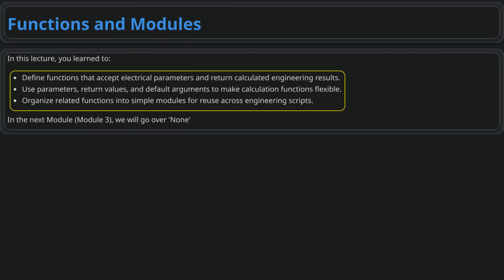In this lecture, you learn to define functions that accept electrical parameters and return calculated engineering results. Use parameters, return values, and default arguments to make calculation functions flexible. And organize related functions into simple modules for reuse across engineering scripts.